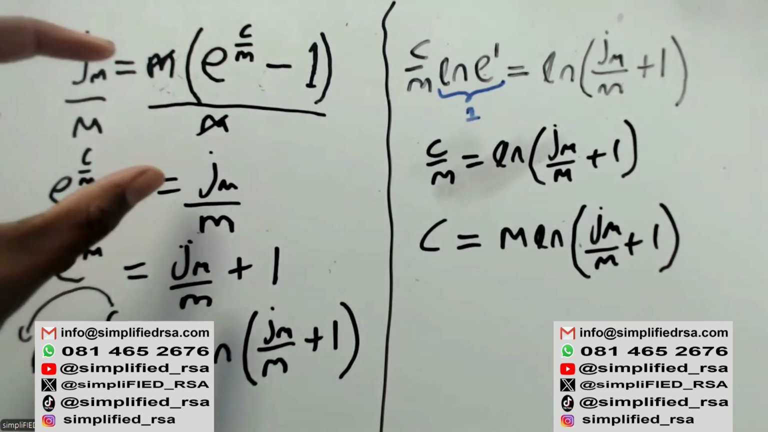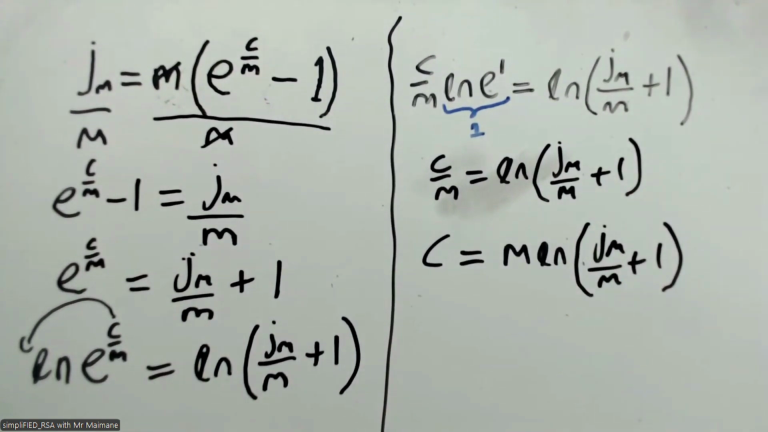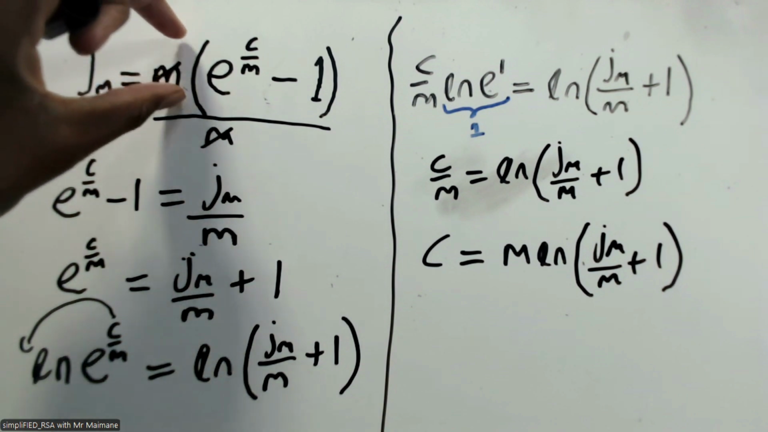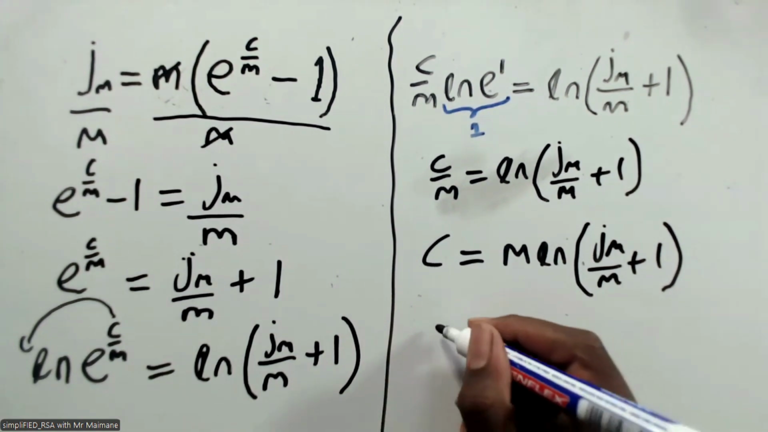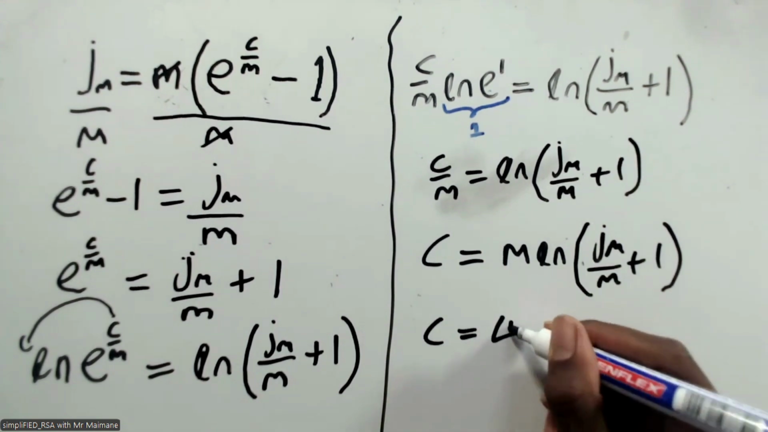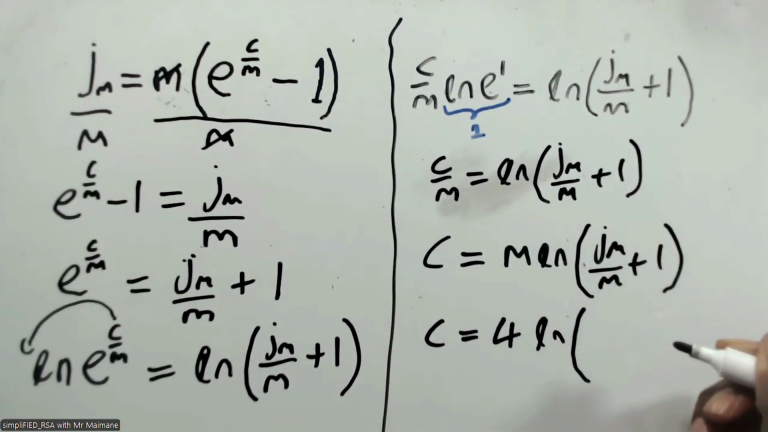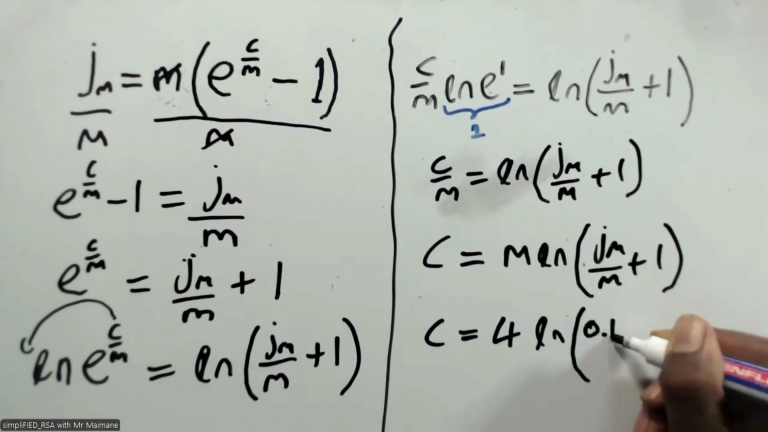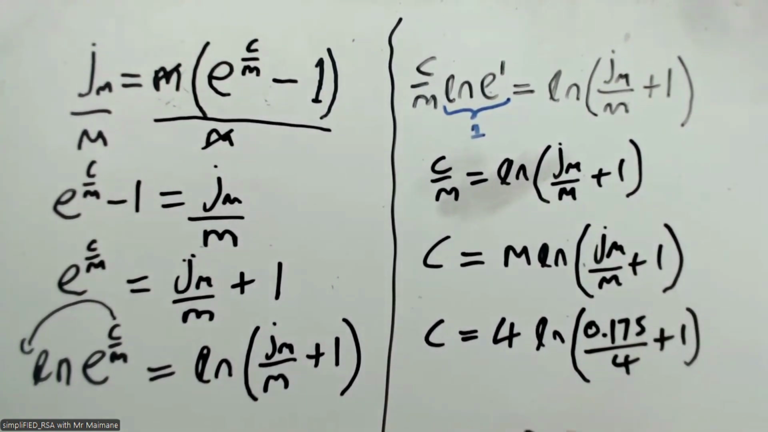If you don't know how to convert from here to here, the best you can do while preparing for your exam is to memorize the formula. Then I substitute all the given information. Therefore, c equals 4 ln of (J_m, given as 17.5%, which when I divide by 100 is 0.175, divided by 4, plus 1). Whatever I get here will be the value that is needed.